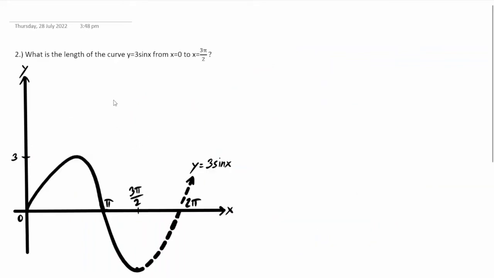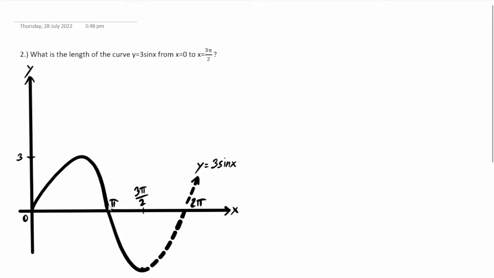Another example we have here, number 2. What is the length of the curve y equals 3 sine x from x equals 0 to x equals 3 pi over 2? So we have here the graph for the curve y equals 3 sine x, and this here is our 3 pi over 2. So the curve is going to be just until here.